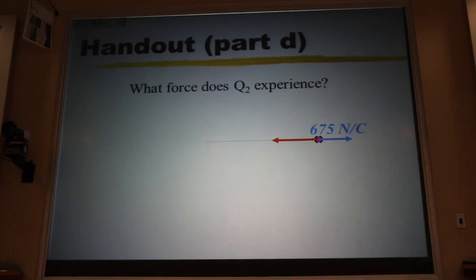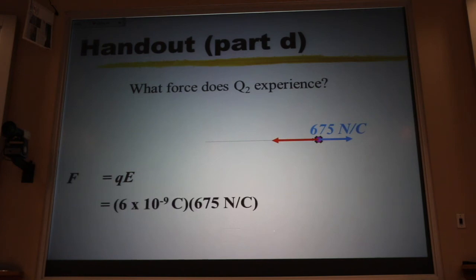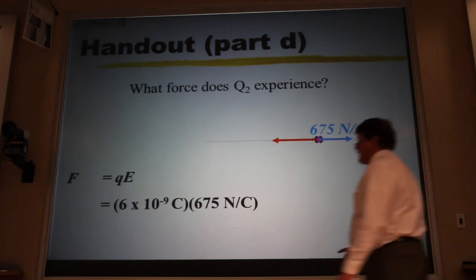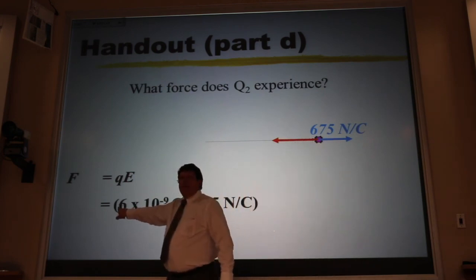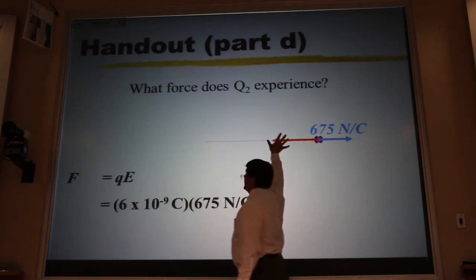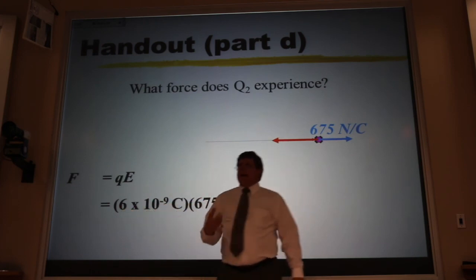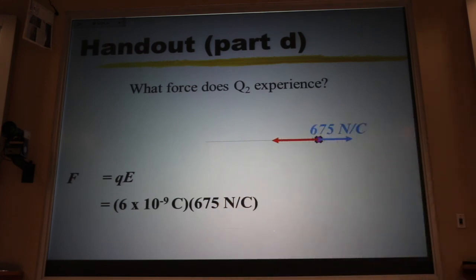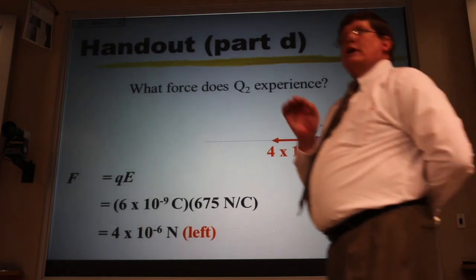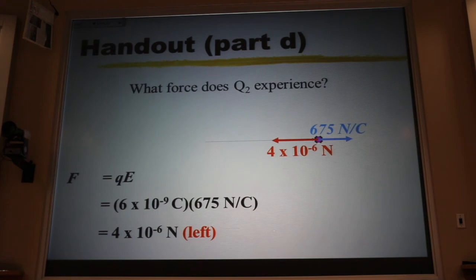Okay? So, the size of that is now given by the definition of the electric field. Notice that I did not put a minus sign in there. I already know the direction. I used my gut to get the direction. I'm just looking for the magnitude. And the magnitude is 4 times 10 to the minus 6 to the left. Okay, we just went through the process twice. Once finding the force that Q2 put on Q1, and once finding the force that Q1 put on Q2.